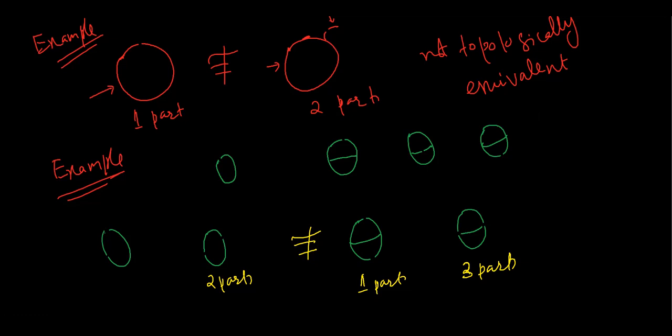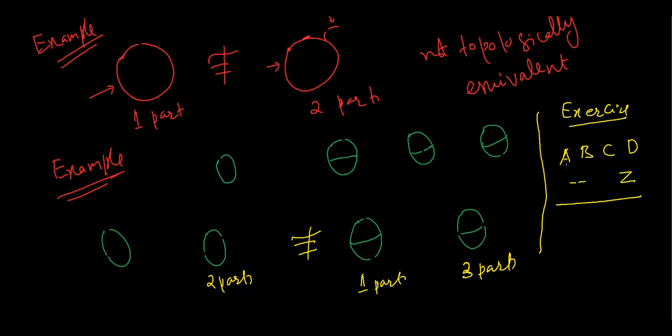So here is a little exercise for you: write all the letters A, B, C, D up to Z, and find out which of the letters are equivalent to each other and which are not. Try to treat these letters as curves and, through this recipe of taking away some points, work out whether A is topologically equivalent to what, or B is topologically equivalent to what, or C is topologically equivalent to what.